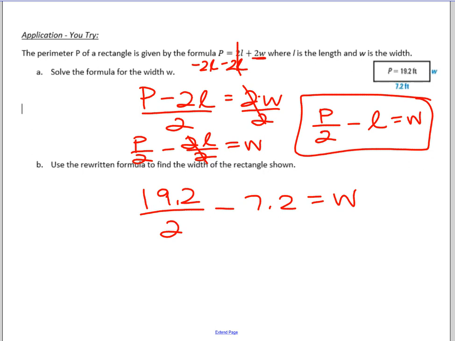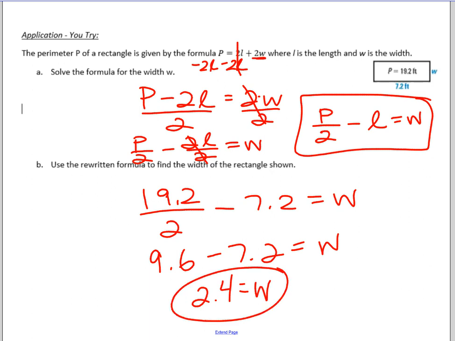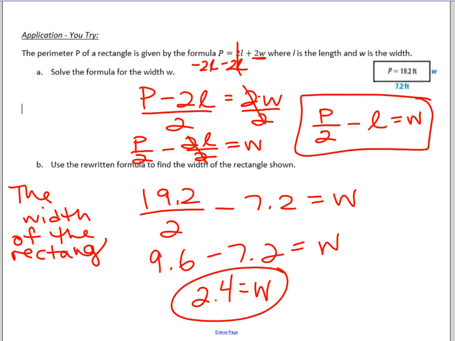So you should have seen that 19.2 divided by 2 is 9.6. Minus 7.2 is 2.4. Okay, so 2.4 is my final answer. But again, in words, this tells me that the width of the rectangle is 2.4, and this is measured in feet.